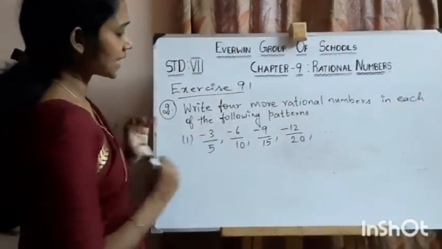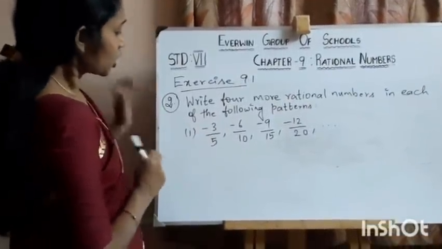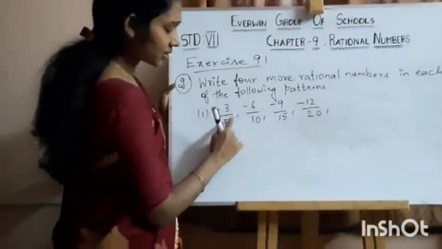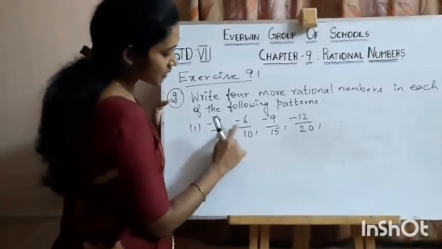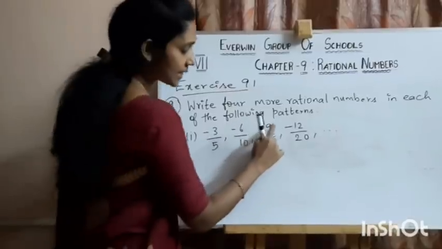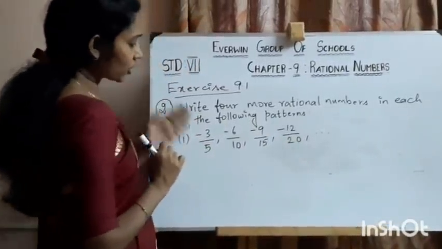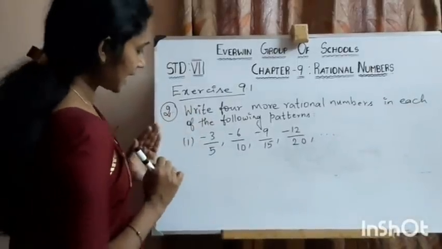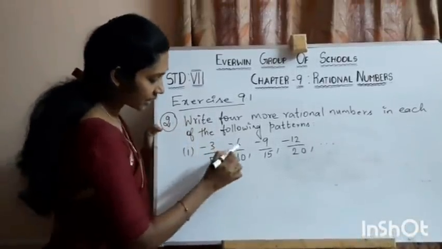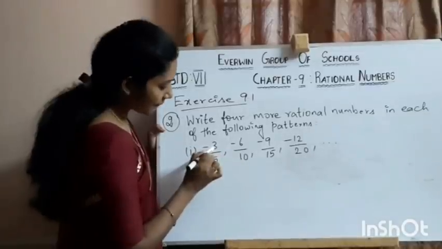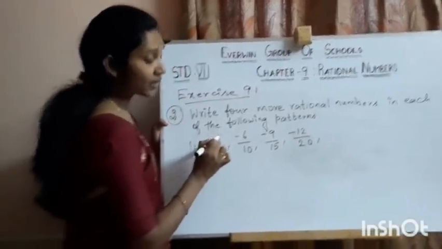Okay, first closely observe these rational numbers. First is minus 3 by 5. The second one is minus 6 by 10, minus 9 by 15, minus 12 by 20. So when we closely observe, you can see that they are multiplying. Here this is 6. So they are multiplying this numerator with 2.